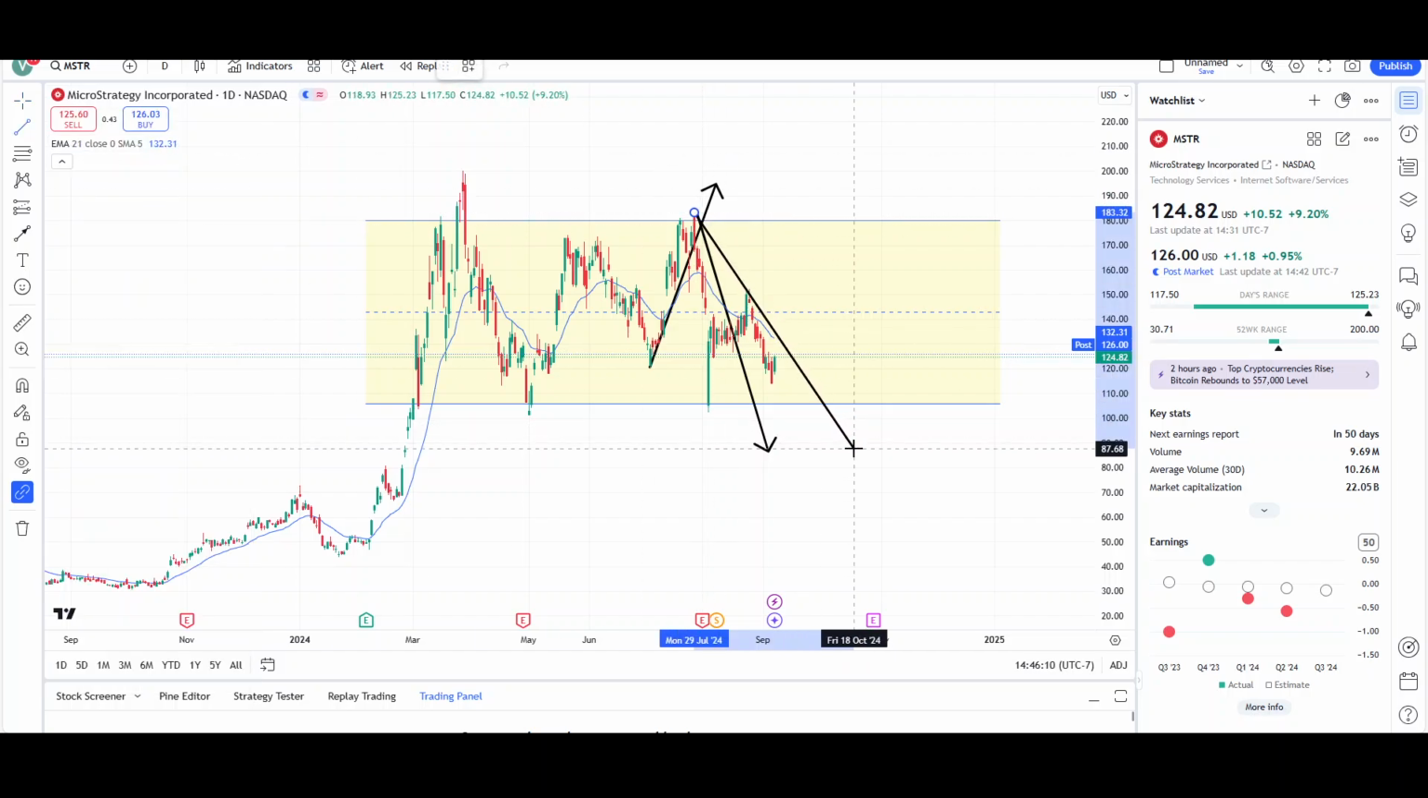Price is below this trend line right here. But once price breaks this trend line and maybe we can get back above the 150 level, there's a good chance that the bears failed and we'll probably see a strong rally up to the top side.